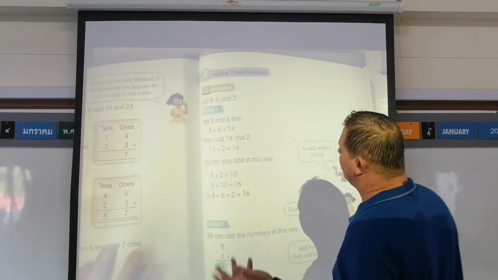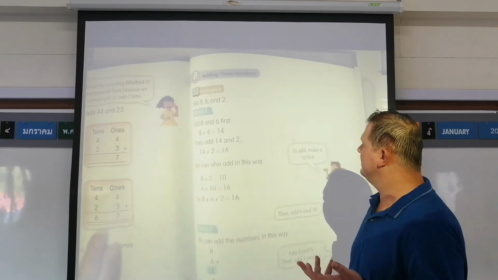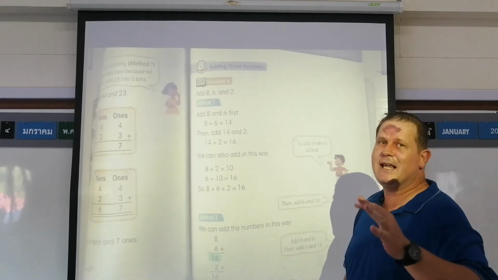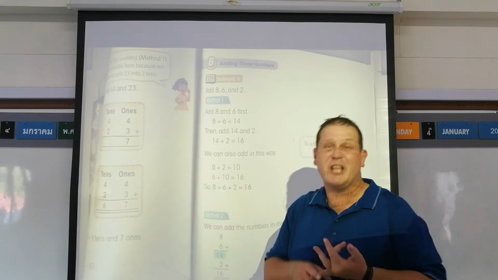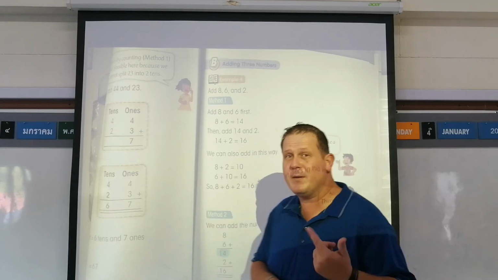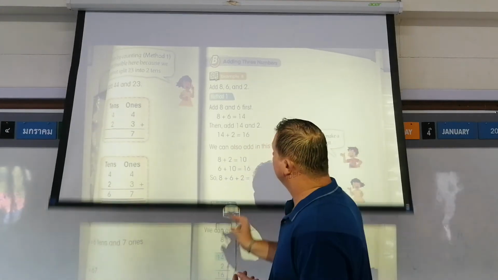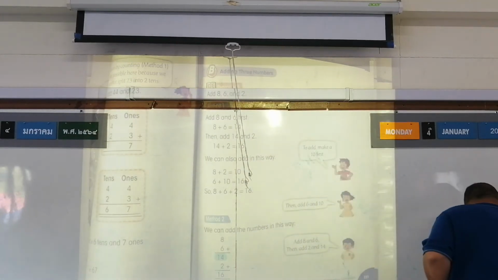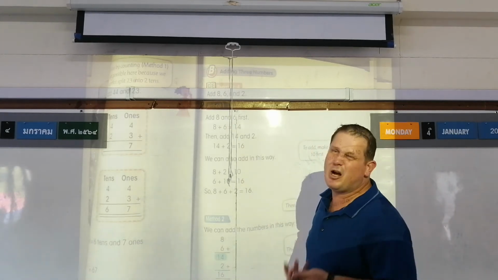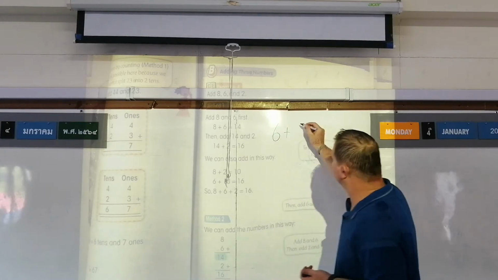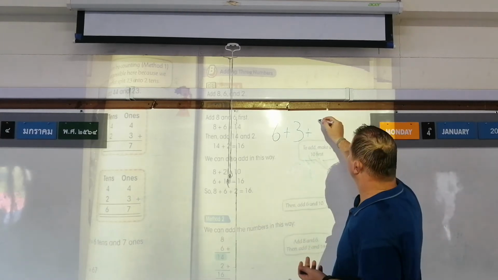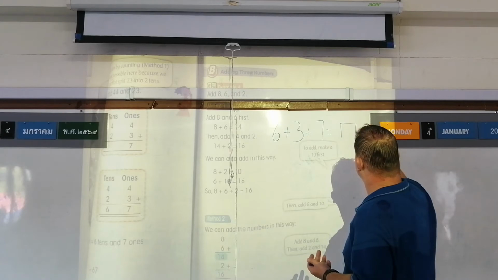And remember now, adding three numbers together, right? Remember what I've shown you, you can use your ruler, because a ruler is like a counting line. Or remember the other way I showed you, guys? Let's make our own one. 6 plus 3 plus 7, okay? Plus 7 equals how much?